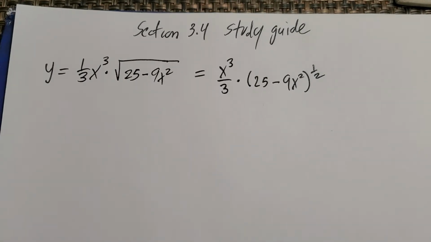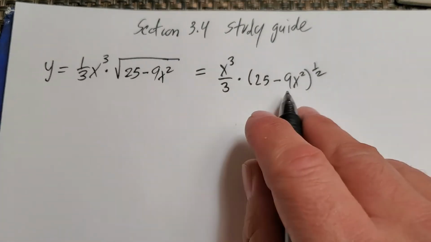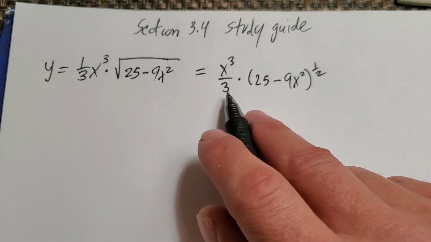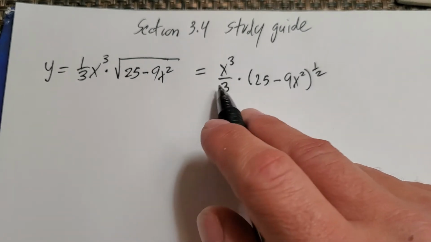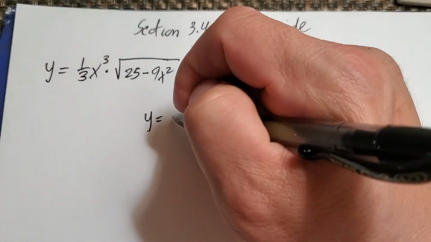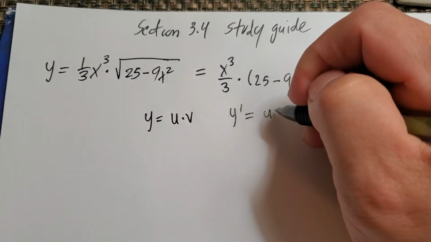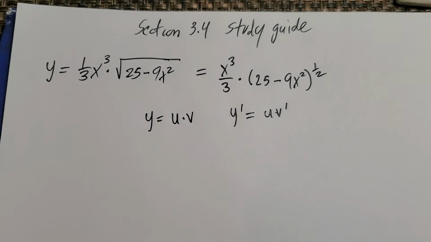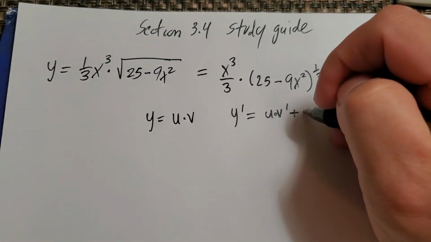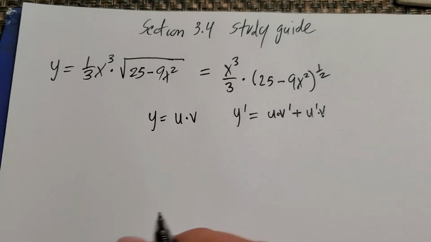Okay, so now we're going to start. Notice this is a product of two distinct expressions, or even functions. This is our u. We can call this our v. And remember, when y equals u times v, y prime equals u times v prime plus u prime times v. So let's get started.